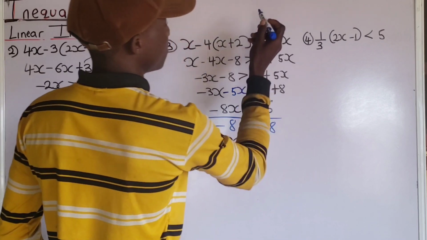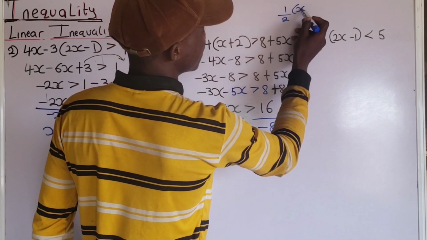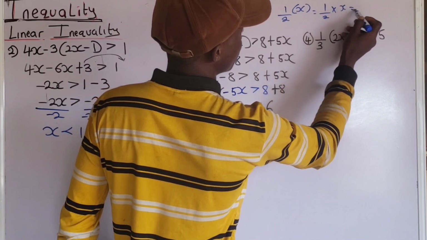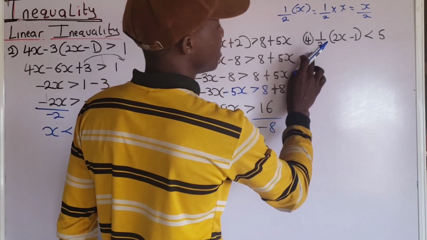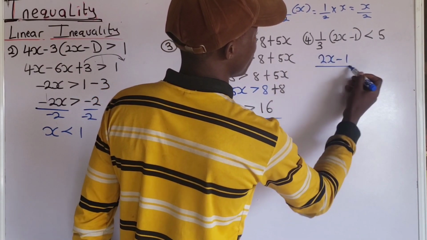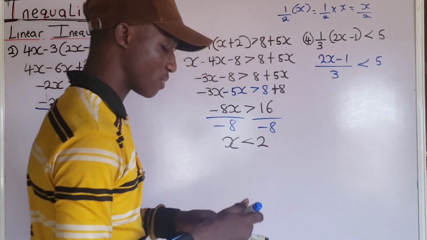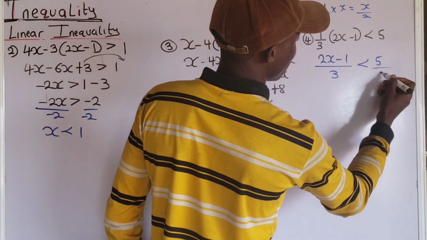If I have 1 over 2 multiplied by x, that is what? 1 over 2 multiplied by x, which is what? X all over 2. You understand? Okay, so here 1 over 3 multiplied by 2x minus 1 will be 2x minus 1 all over 3 is less than 5. And 5 can be written as what? 5 over 1. Okay, 5 can be written as 5 over 1. So let's put over 1.